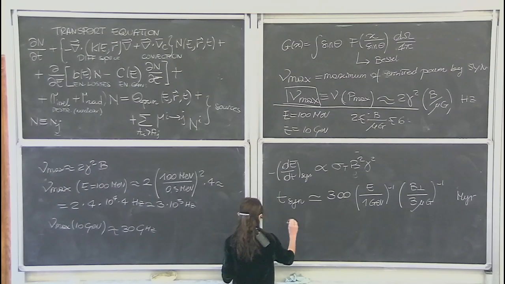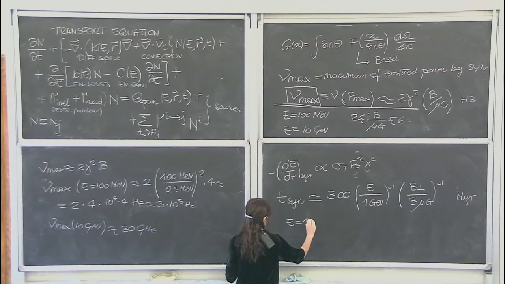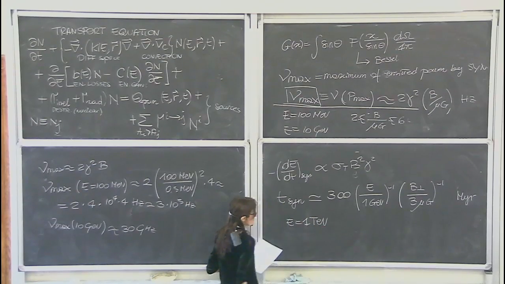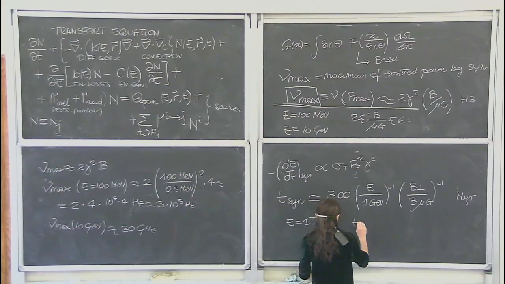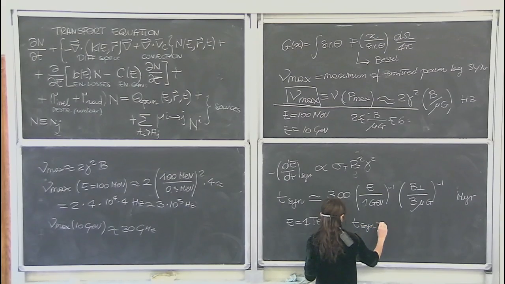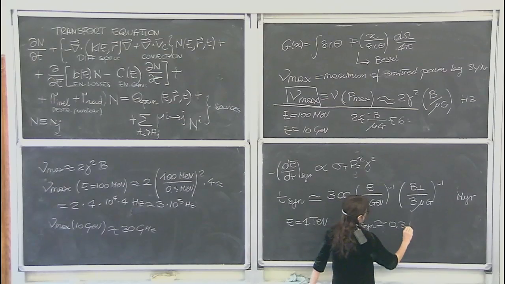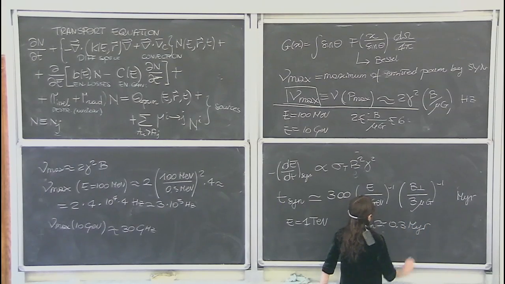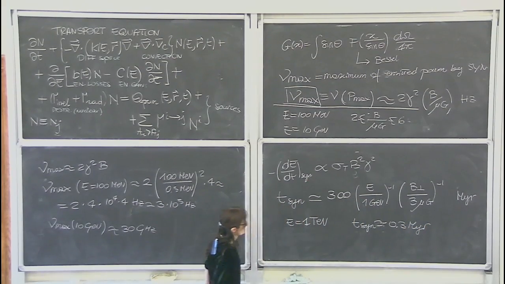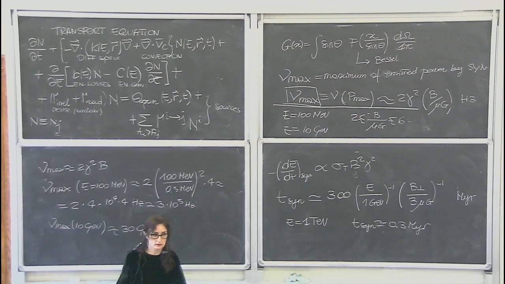And if you have, for example, let's make another example, electrons at 1 TeV. Yes, the typical synchrotron time is 0.3 megayears. Yeah, it makes sense.